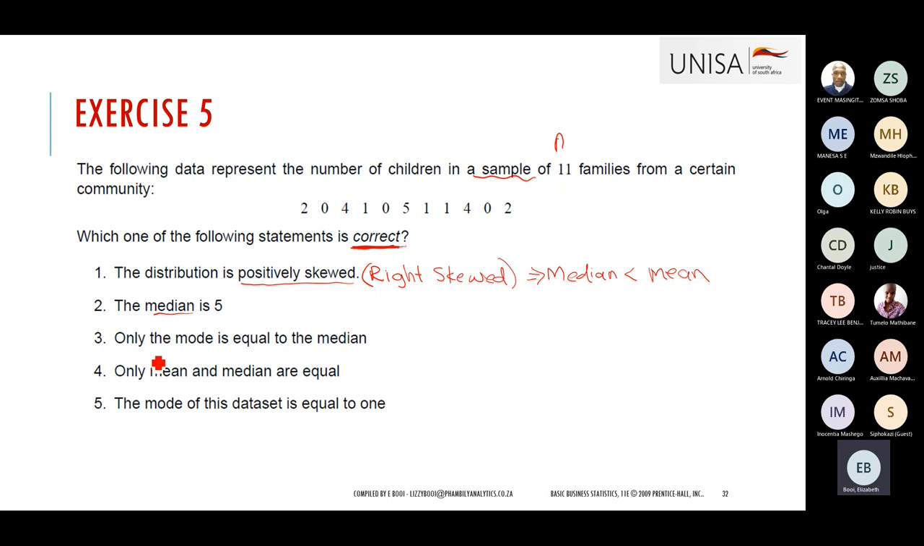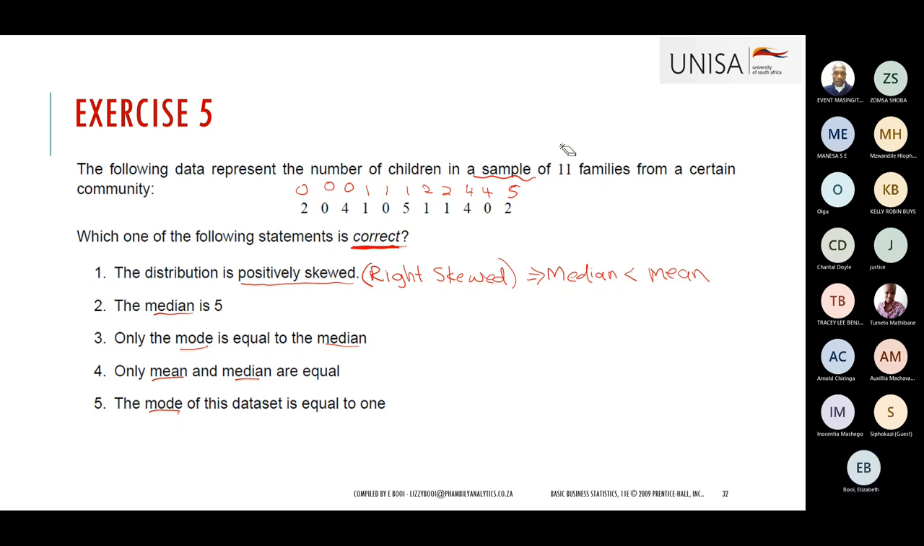Question two says calculate the median. This one says the mode is equal to the median, the mean is equal to the median, and the mode. So we need to find the measures of central tendency. Let's firstly quickly sort the data: 0, 0, 0, that's 3 zeros; 1, 1, 1, 1, that's 4 ones; 2 twos; 2 fours; and 1 five. So I've sorted the data.